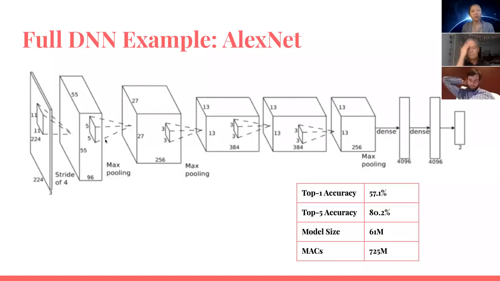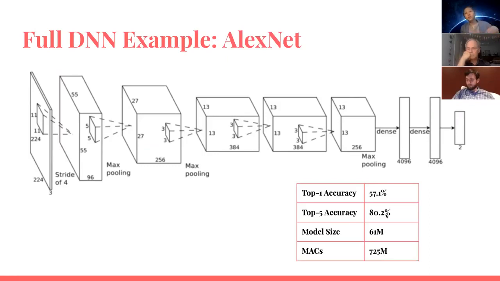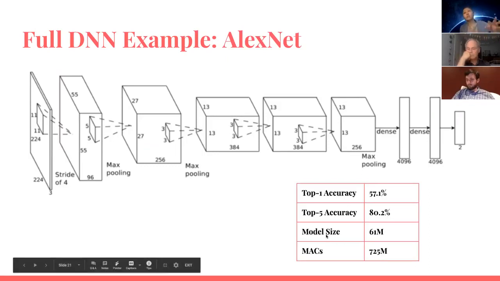I don't know if I have an example here, but it just adds up all the total compute of the convolutions in each layer, so it gets to this number. A better model would be a model that produces higher accuracy with a smaller model size and fewer MACs.